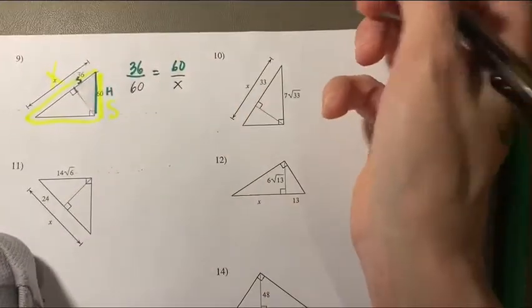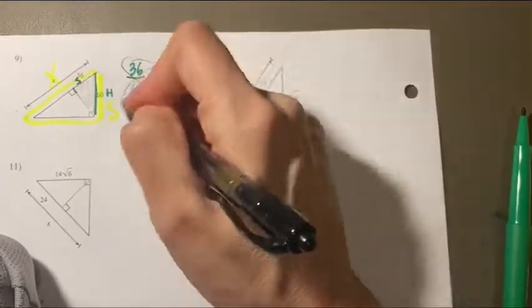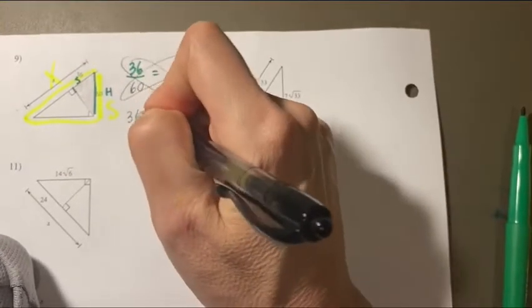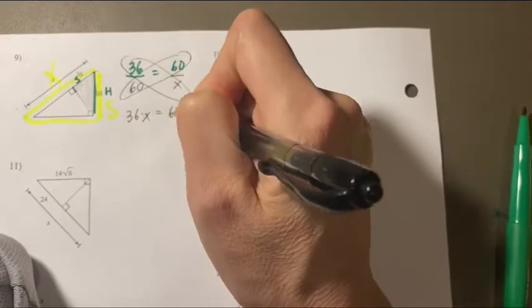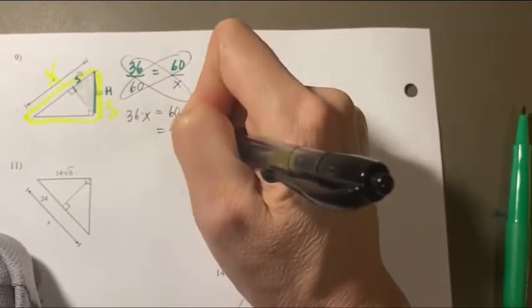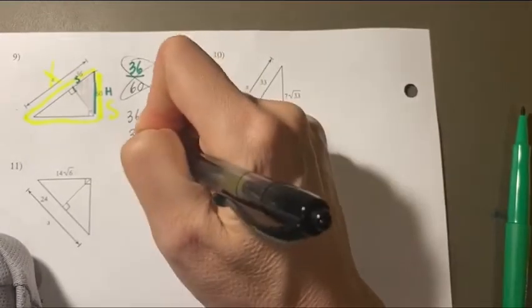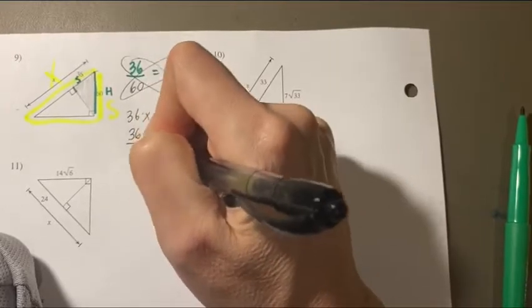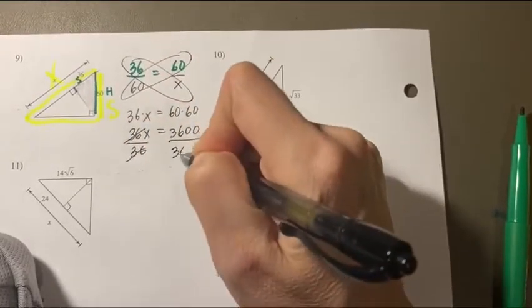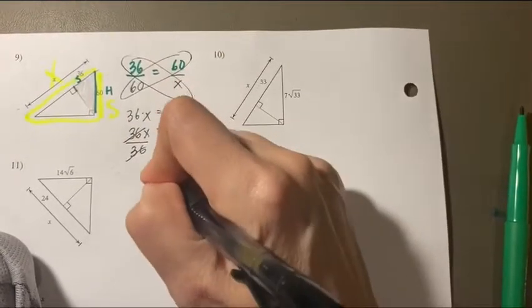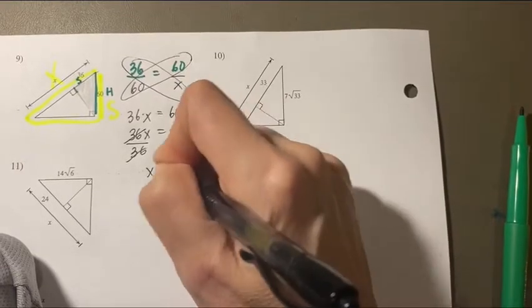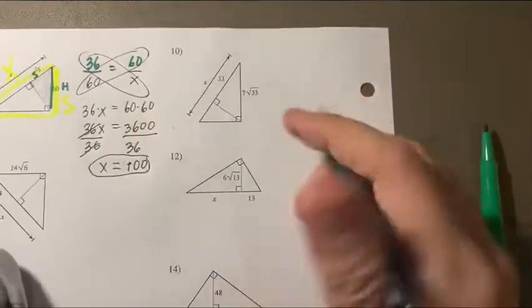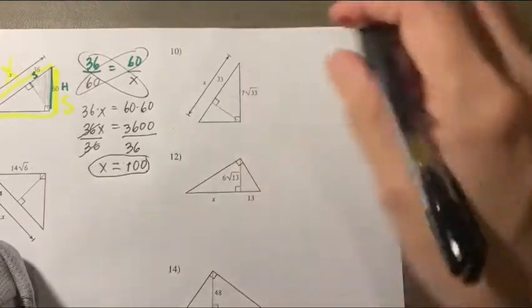This is going to work great. We can just cross multiply to solve. So 36 times x is equal to 60 times 60. Beautiful. Let's do the next one.